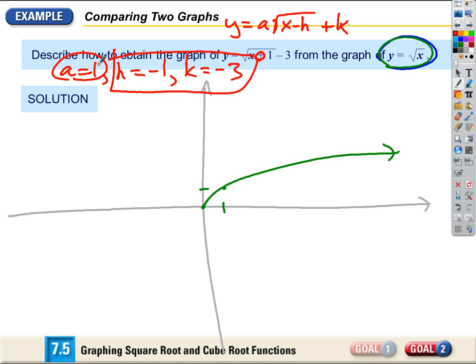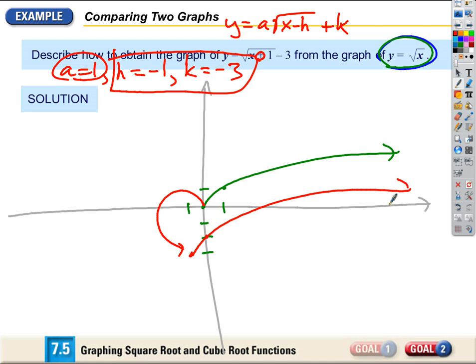Good. Okay, so we'll go left 1, left 1, down 3. Take that whole thing and just shift it down there, right? So then this point is going to move down to there, right? This point is also going to move back 1 and down 3. And so now it just looks like that. That's our shifted graph, right? Make sense?